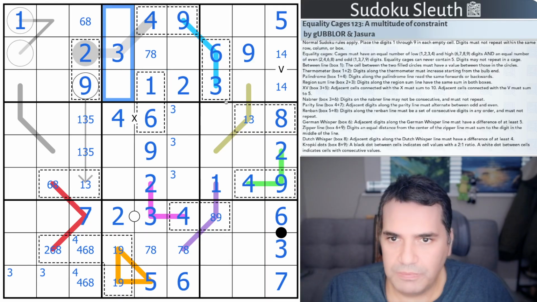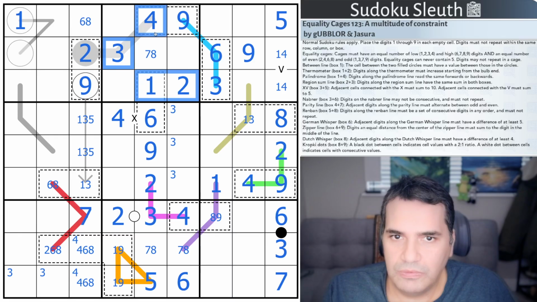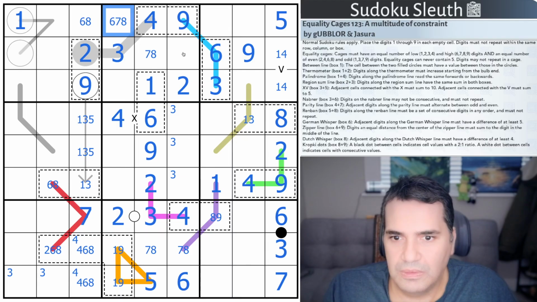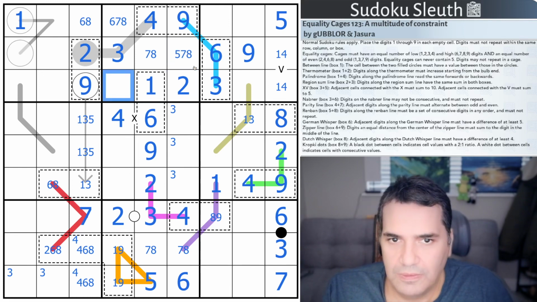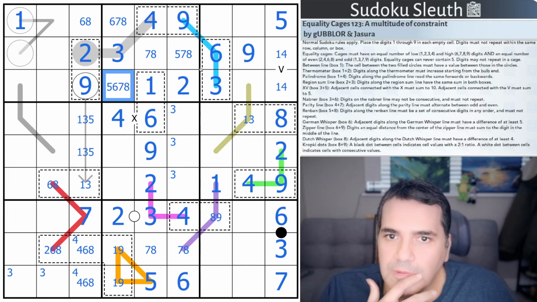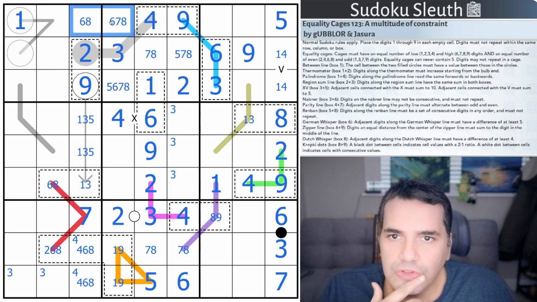Puts a 6 up here, which is not resolved. 1, 2, 3, 4. So I need 5, 6, 7, 8. No 5. So this is 6, 7, 8. And that could be any of them. That is 5, 7, or 8. And I mean, that is literally any of them. Not brilliant. I mean, the top row is starting to look more interesting with 6, 7, 8.